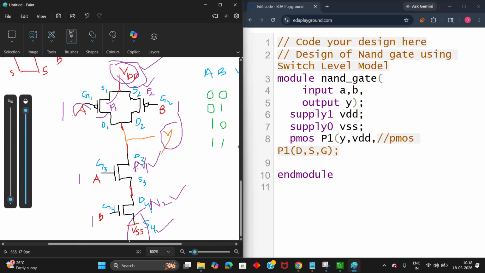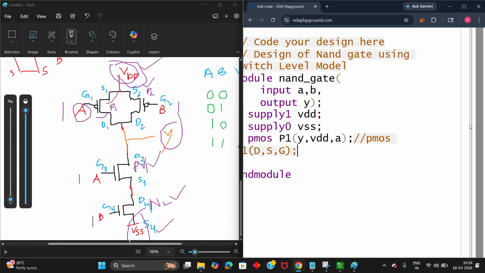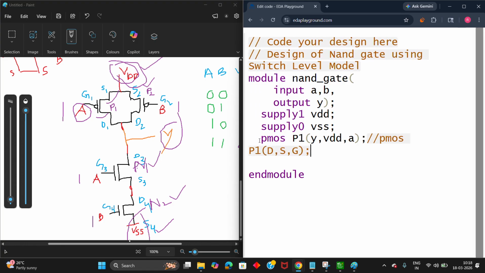For the gate terminal we have connected the input A, so you need to mention A over here. Close the parenthesis and then put the semicolon. This is how we create the instance of P1. Now we are going to copy this particular line.